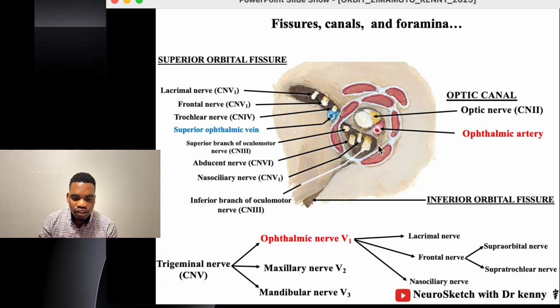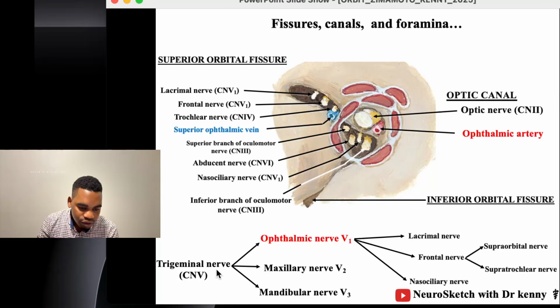So this is what I was saying. You have the optic canal, and two structures are passing through the optic canal. You have the superior orbital fissure, and these are the structures that are passing through the superior orbital fissure, and then you have the inferior orbital fissure. So this is a little summary for you.